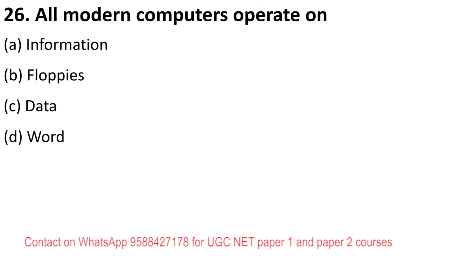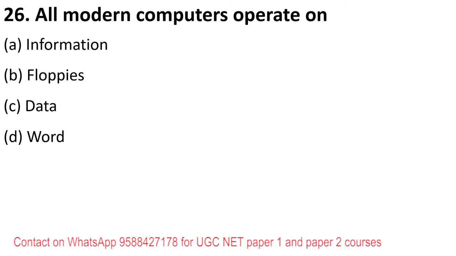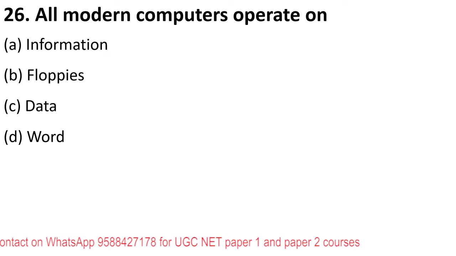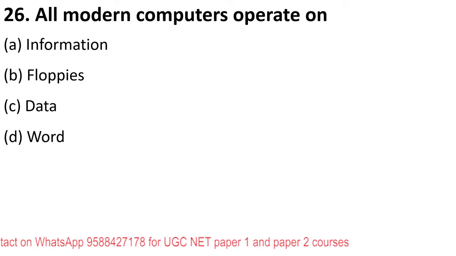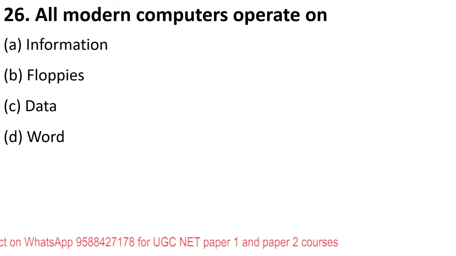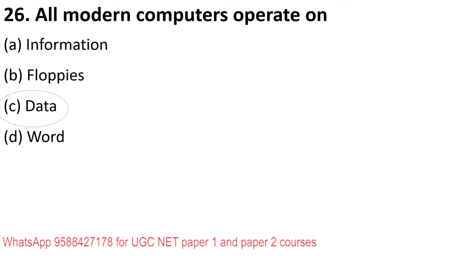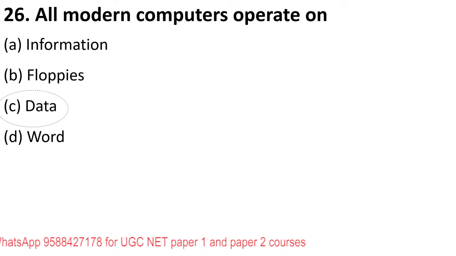Okay. A modern computer operates on. So all the modern computers that we are using, like your supercomputers, your mainframes, all they operate, or you can say work, on data. Okay. So as you all know, the task of a computer is to process data.